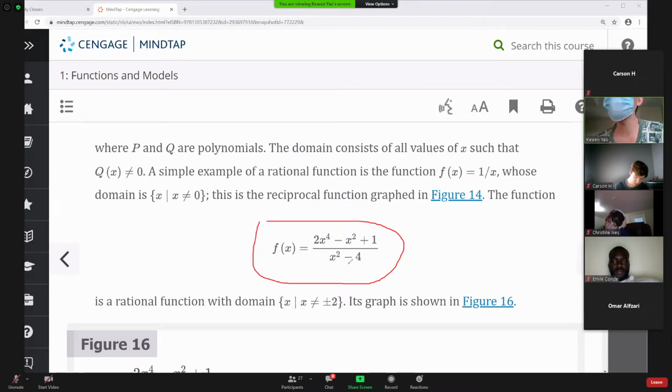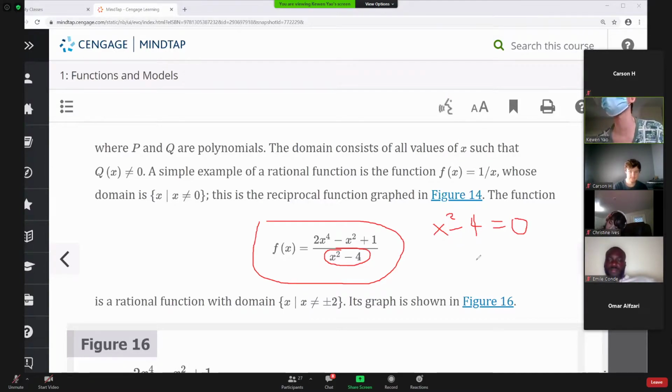Now let's look at the domain for this rational function. For a rational function, we should be able to find the domain, right? Domain is all real numbers except where the denominator goes to 0. If the denominator goes to 0, then that number should be outside the domain. So you have to find out when this is equal to 0. Because otherwise, the function does not make sense.